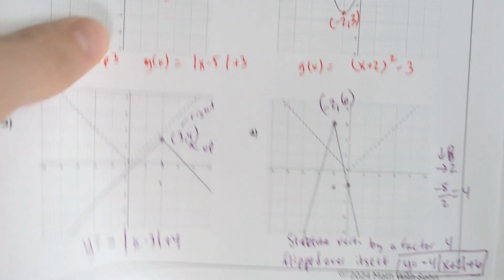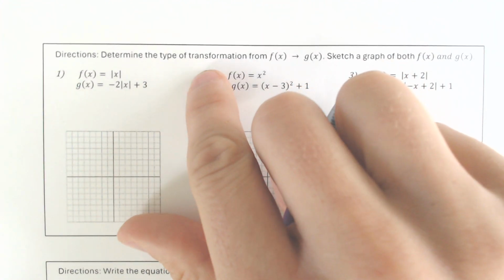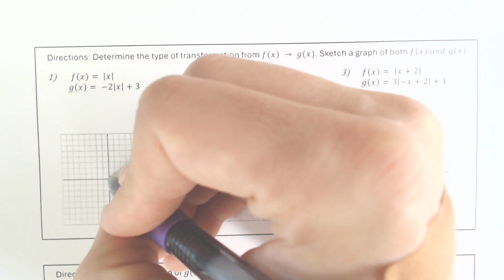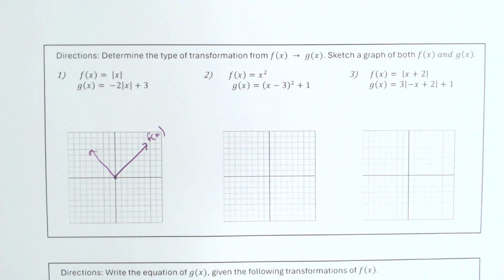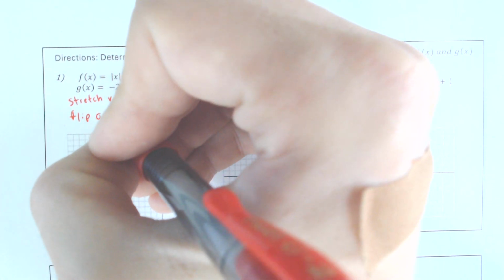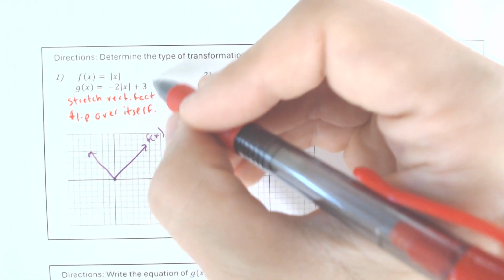Okay? Moving on. These next ones, we are given the f of x and the g of x, and we're going to be determining the transformation and then sketching a graph of both f and g. So f of x is just an absolute value. That would be looking like this. It should have a slope of 1. And then g of x, we have to stretch it vertically, factor of 3. Nope, 2. It has to flip over itself, and it would be shifted up by 3.